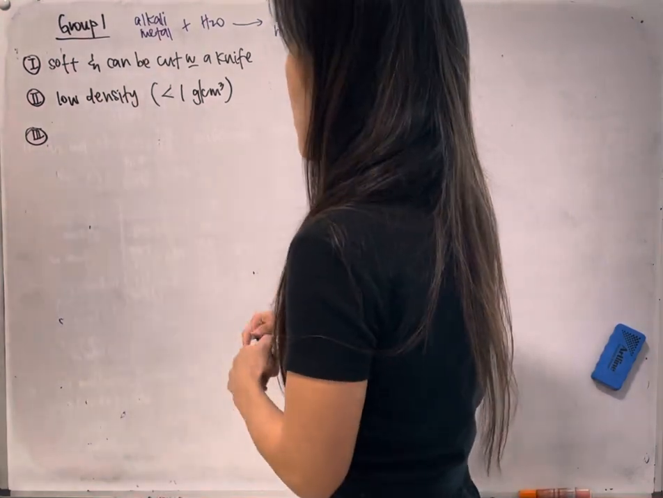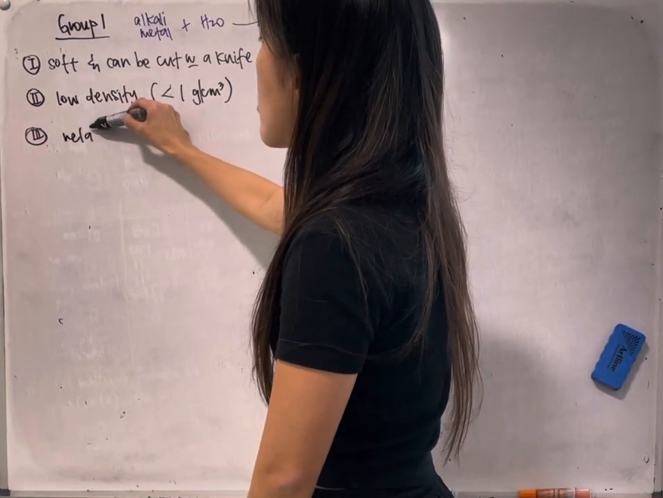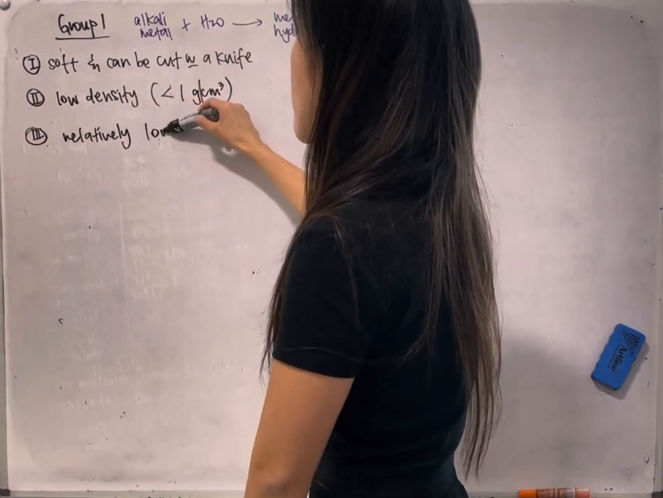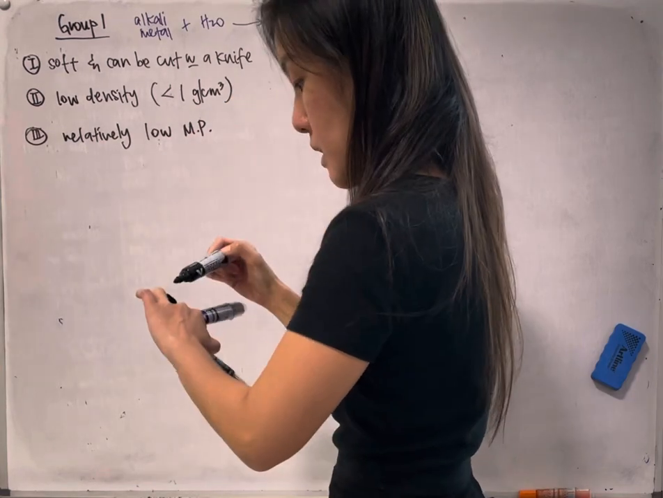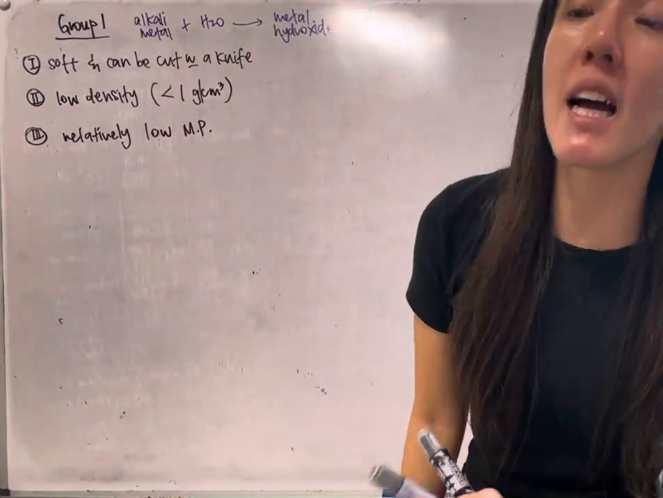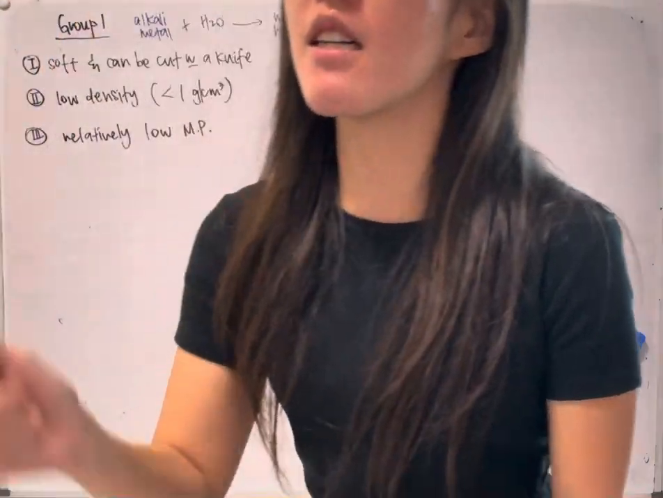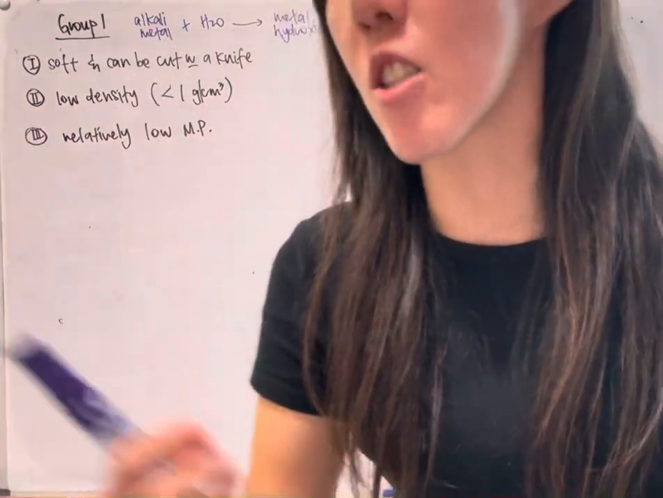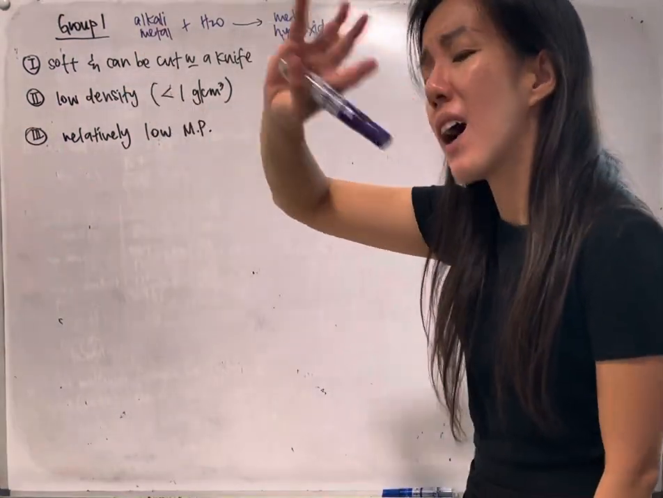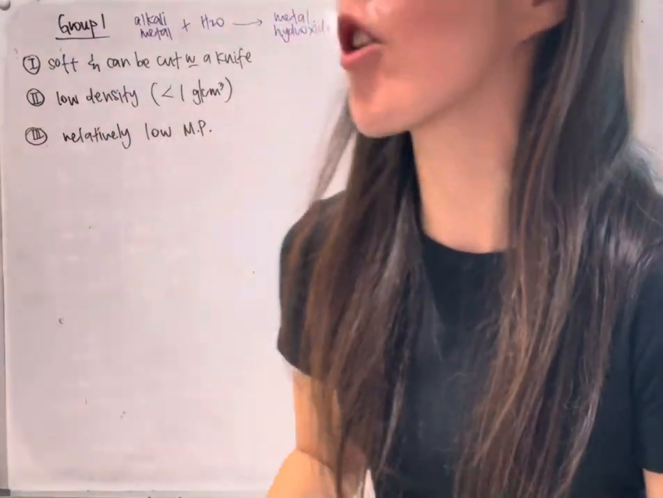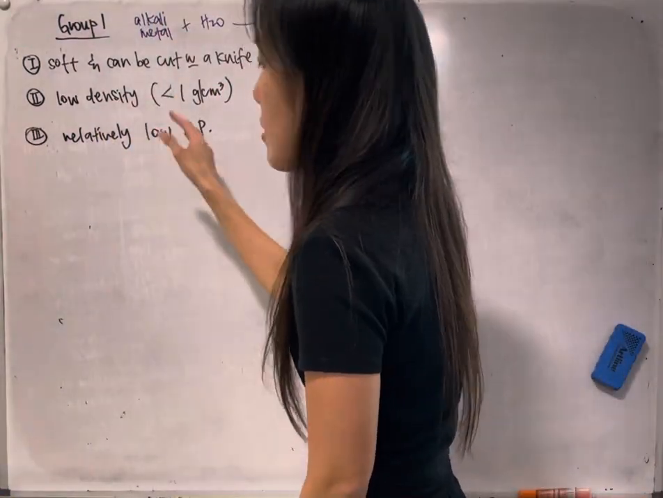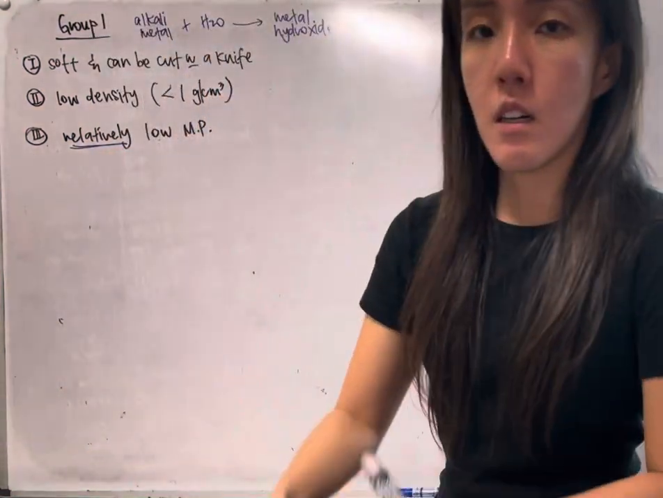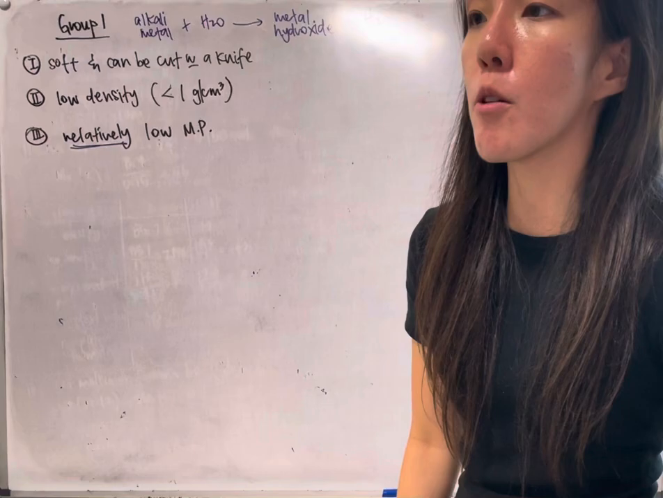Understand? Last one. Your group 1 metals, notice how I write the word relatively, they have relatively low melting point. Why am I writing the word relatively? Because if I compare with other simple covalent molecules, group 1 metals still have higher melting point. They exist as a solid. But if I compare it with other metals in your periodic table, your group 1 metals have relatively lower melting point. So you have to write the word relatively. Understand? In the exam, if not, you'll be penalized.